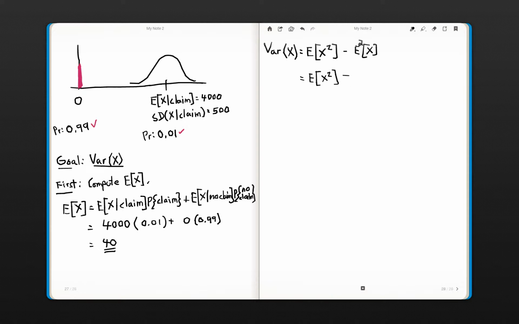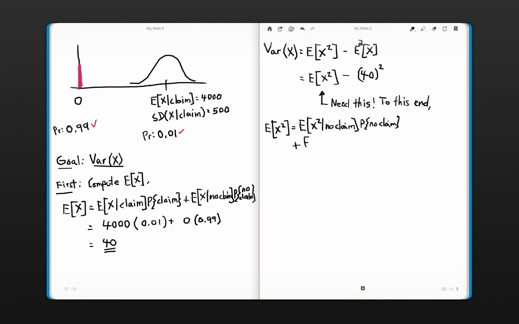We just computed it right here. That's 40. So that's 40 squared. So again, we need this. So to this end, let's see what we can do by actually writing out what the expected value of X squared is. Okay, again, I'm going to use the conditional expectation formula. It's still valid even for X squared. It's valid for any function inside these brackets. It's the expected value of X squared given, again, no claim times the probability of no claim plus the expected value of X squared given claim times the probability that there is a claim. If there is no claim, there's no payout.